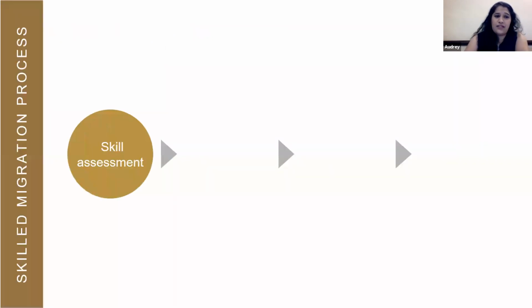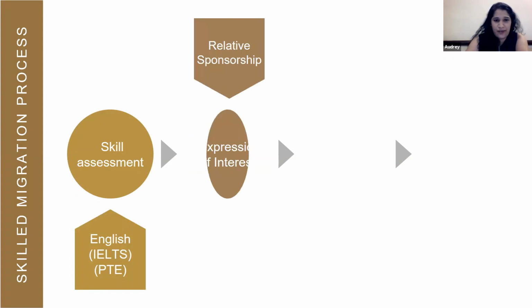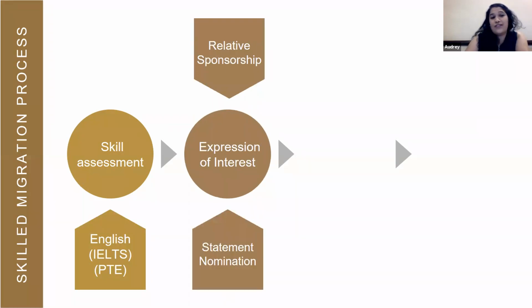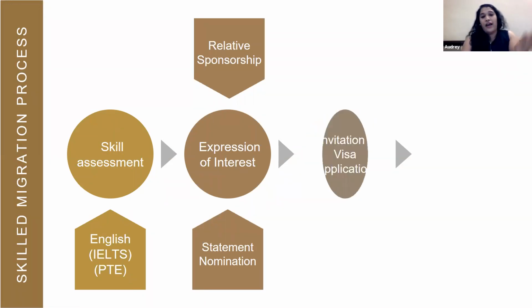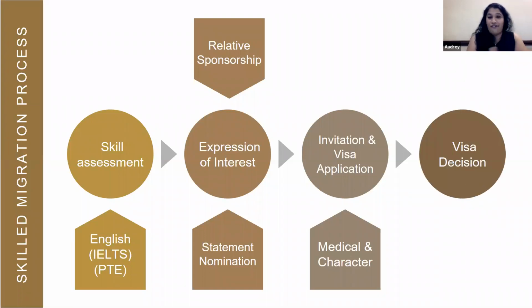Now, this is to show you the skilled migration process. It's in 4 main stages. The first stage is to have your skills assessment done, which means you need to have an occupation. Then you do your English test. After you have these 2 things, you express your interest to make an application, and you need to get an invitation, either through a relative sponsorship, a state nomination, or independently. Only when you get an invitation can you submit a visa, do your medicals and police check, and then get your visa approved. So it's just 4 stages.